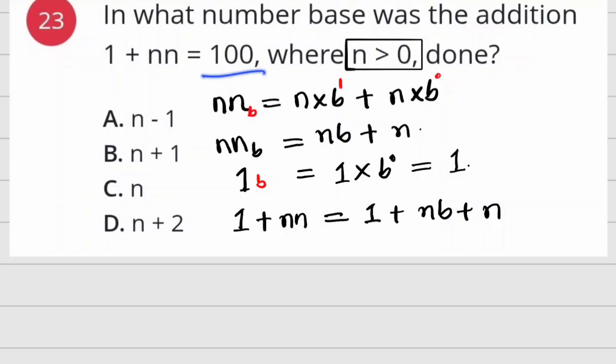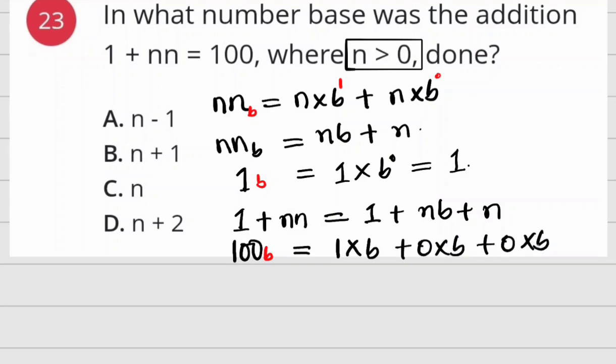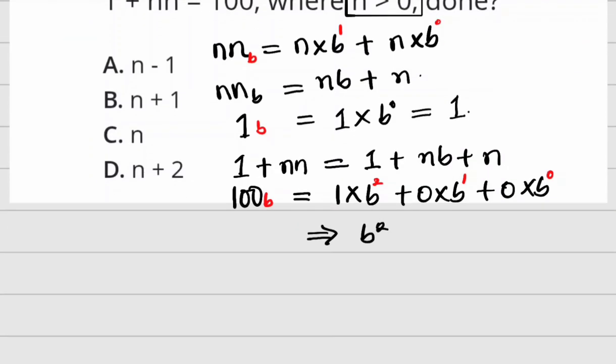Likewise, if we express 100 as base b, we have 1 times b to the power 2 plus 0 times b to the power 1 plus 0 times b to the power 0. So here we have 1 times b squared, plus b times 0, 0, 0. So only this will be b squared. Therefore, our left hand side and our right hand side are both equal. By equating them, we have 1 plus nb plus n is equal to b squared.